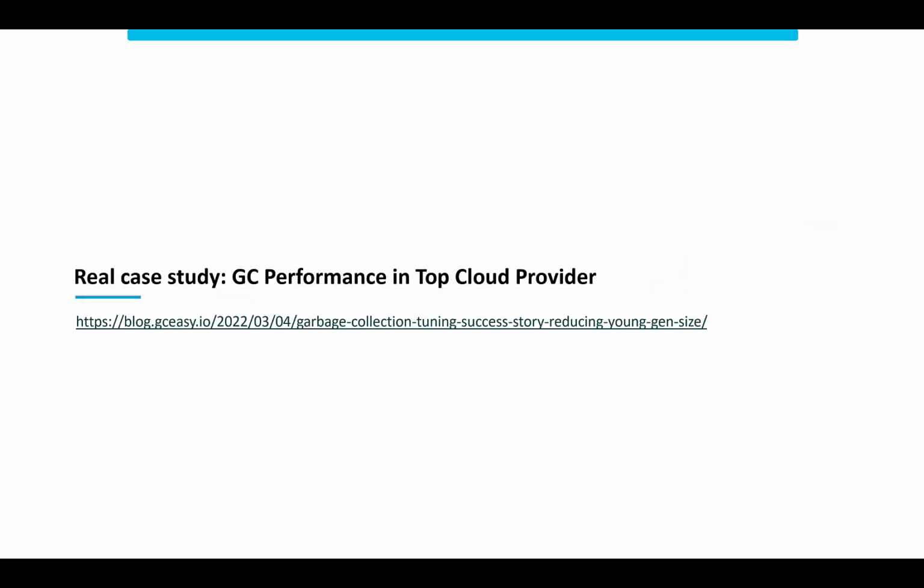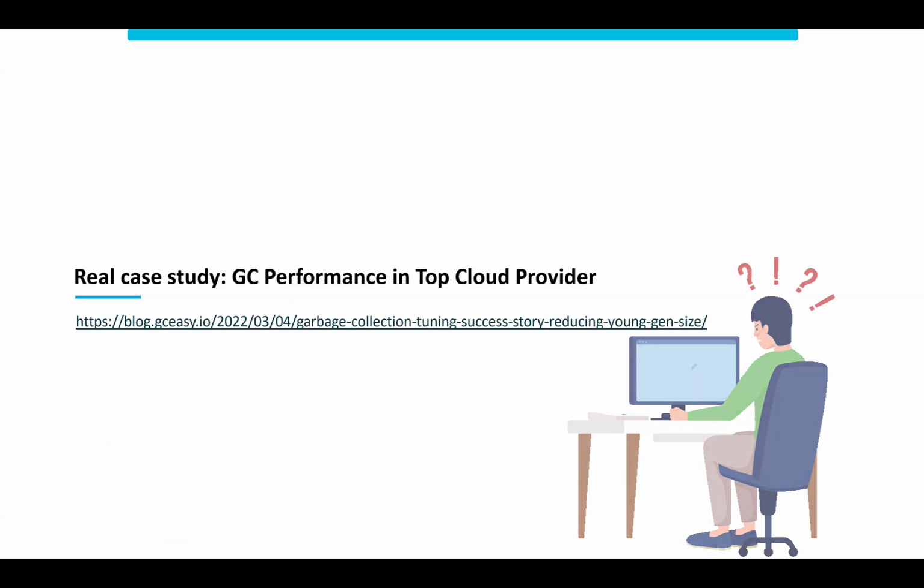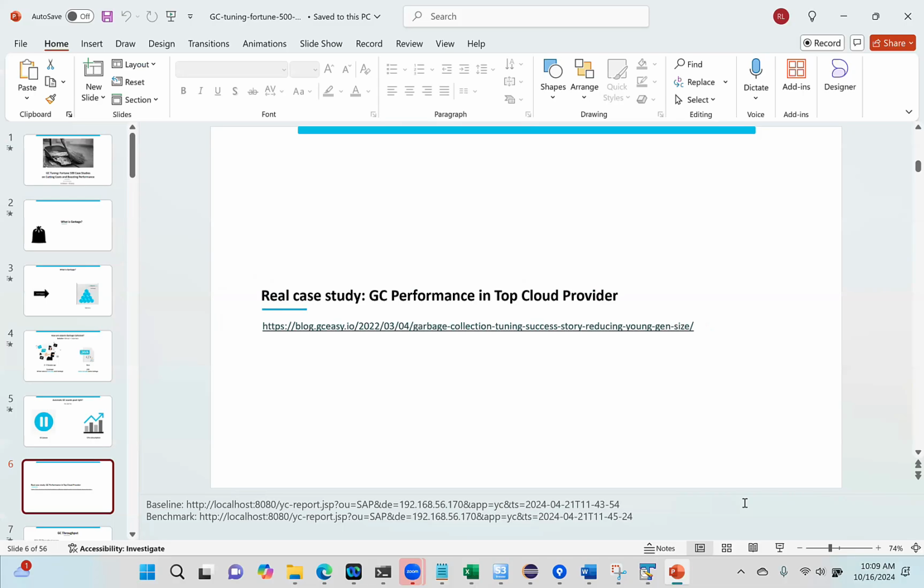But now I want to show you a real case study of GC performance in one of the major cloud providers. This problem was happening in one of the critical services on one of the very top cloud hosting service providers. There's a good chance that some of us in this webinar may be running applications on this cloud provider because it is such a popular cloud provider. The service was very slow, responding very poorly, and the customers were complaining. Let's look at the GC performance of this critical service of this cloud provider.